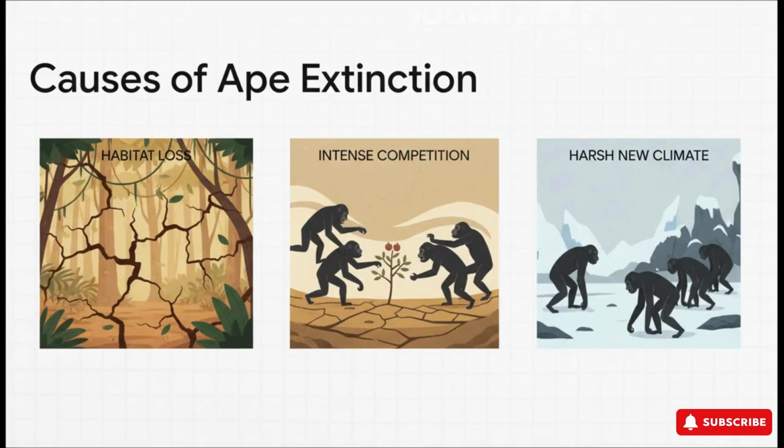The reasons are all connected. It started with habitat loss, as the forests shrank. That, of course, led to fierce competition for the food and territory that was left. For a lot of these species, the climate was just changing way too fast for evolution to keep up. And the apes that had expanded into the northern latitudes of Europe and Asia, they were hit the hardest.